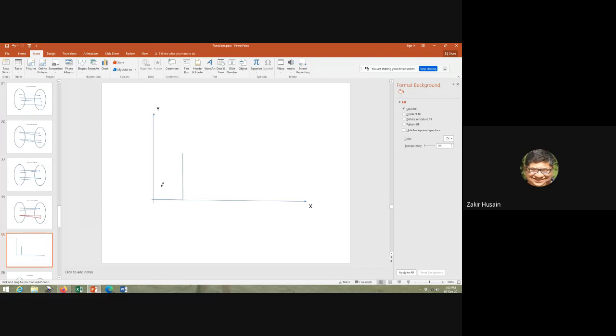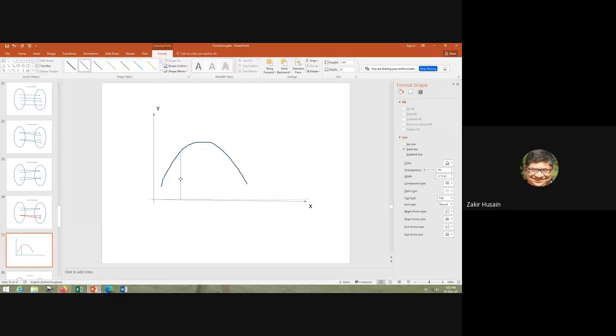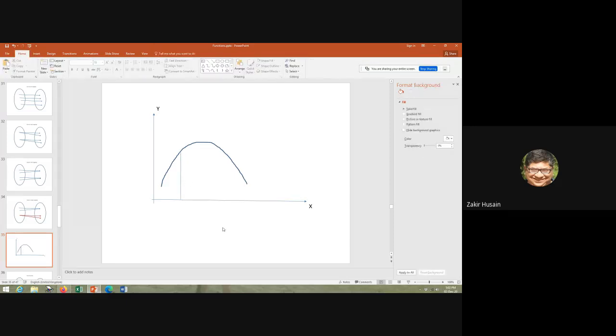Okay, right? So if we take this, it's not well drawn, but you can understand. It's a many-to-one mapping, a many-to-one function. You have two x's, you get only one y.